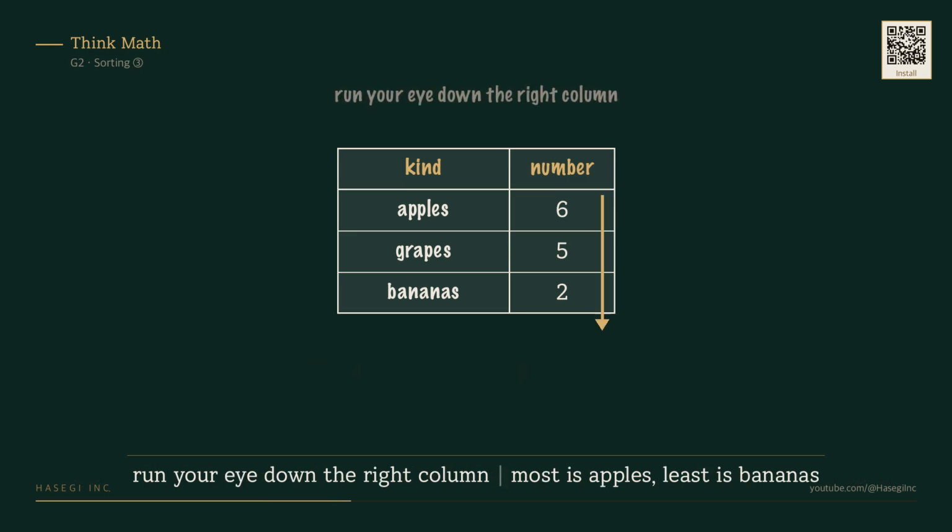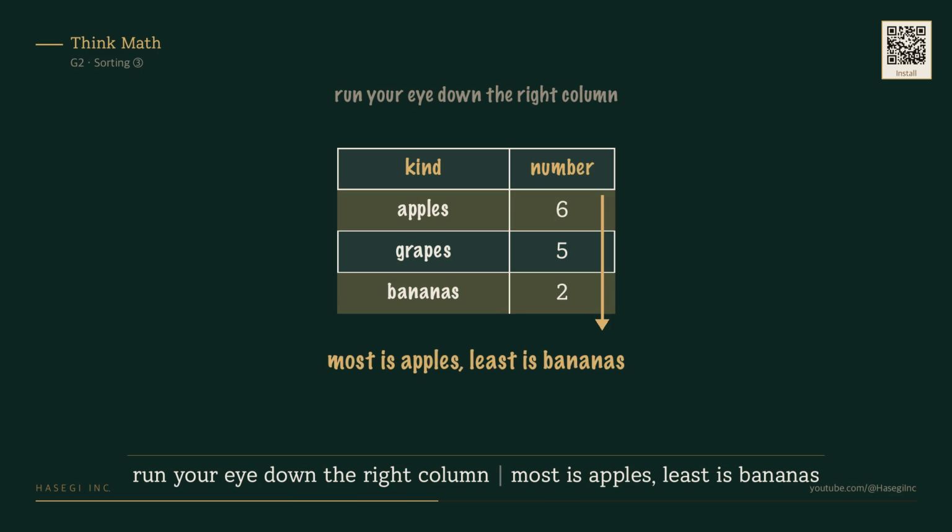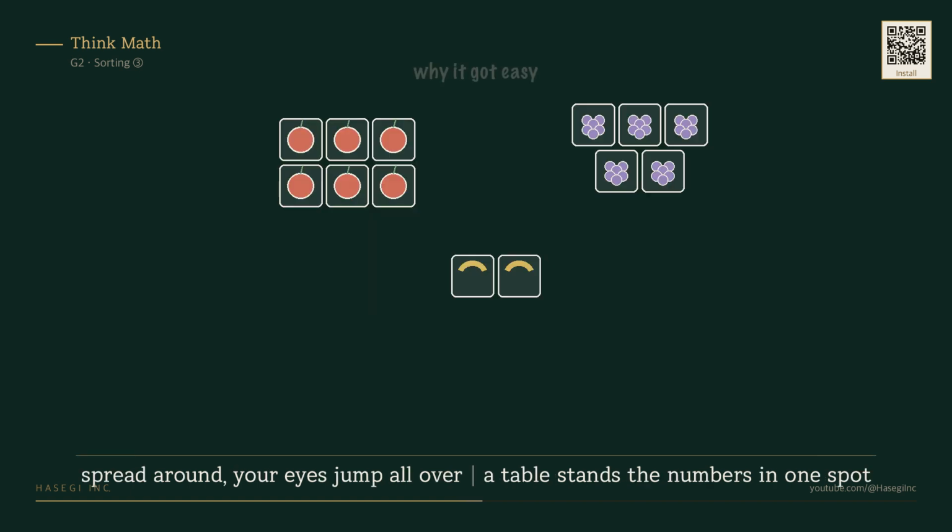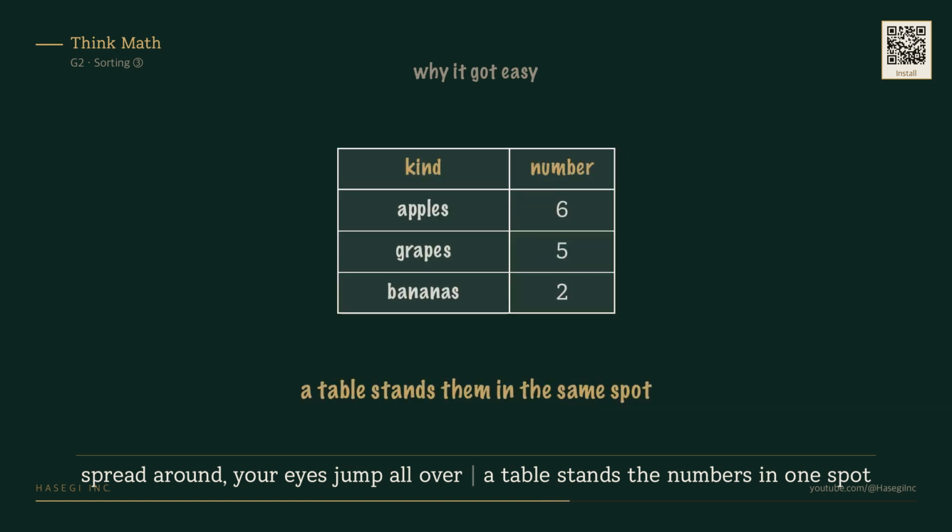Now, just run your eye down the right column. 6, 5, 2. The most is apples, the least is bananas. You can see it right away. When they were spread around, your eyes had to jump all over the page. A table stands the numbers side by side in the same spot, so you only follow one line down.